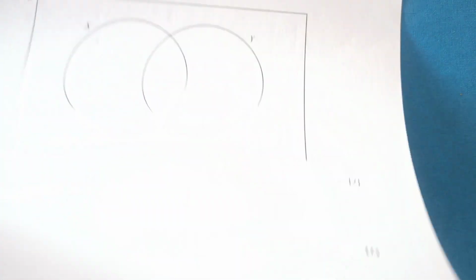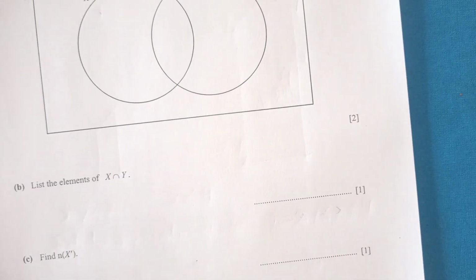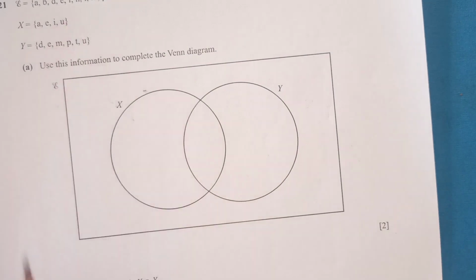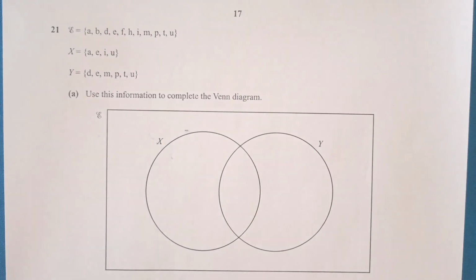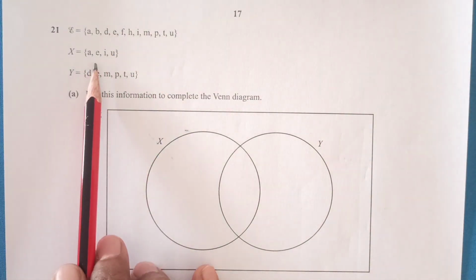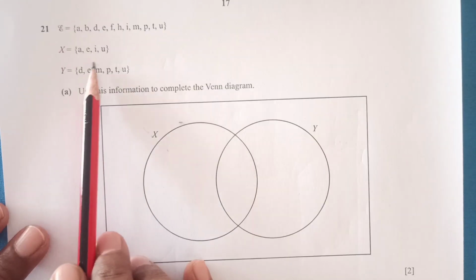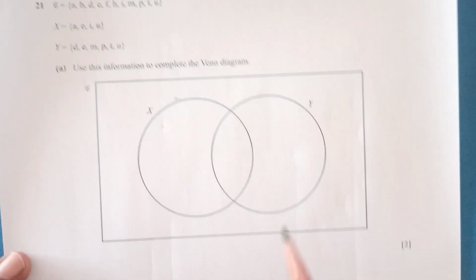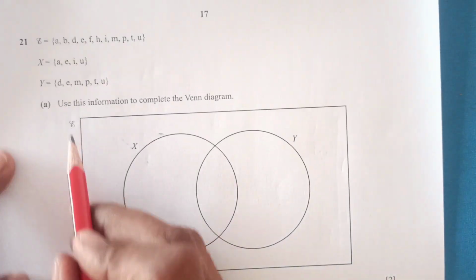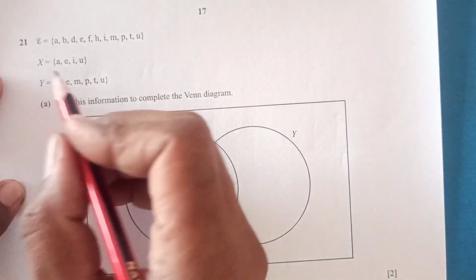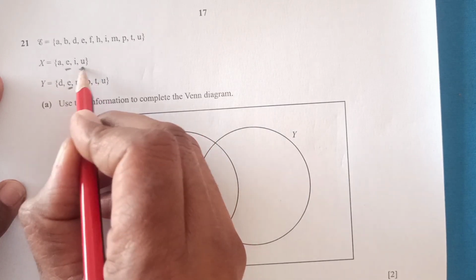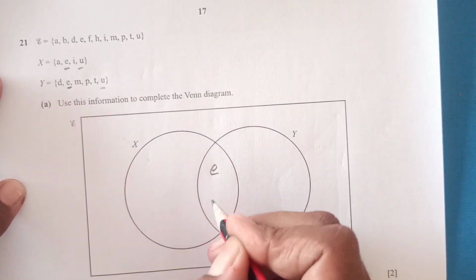So now number 17, we have here the Venn diagram. We are given the universal set here, and x is a e i u, and y is this. Use this information to complete the diagram. So first let's see what is common here. The common here we can see is e and u, right? E and u will write down here.